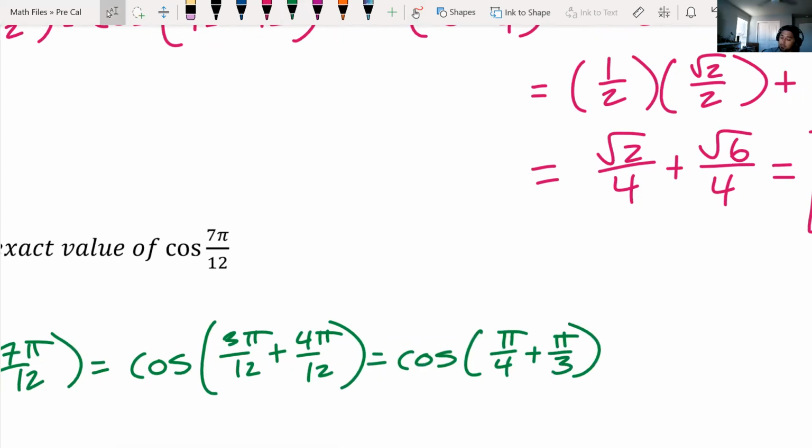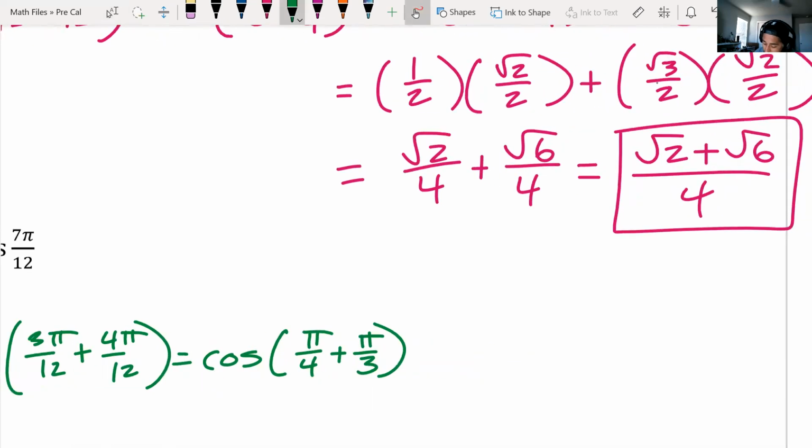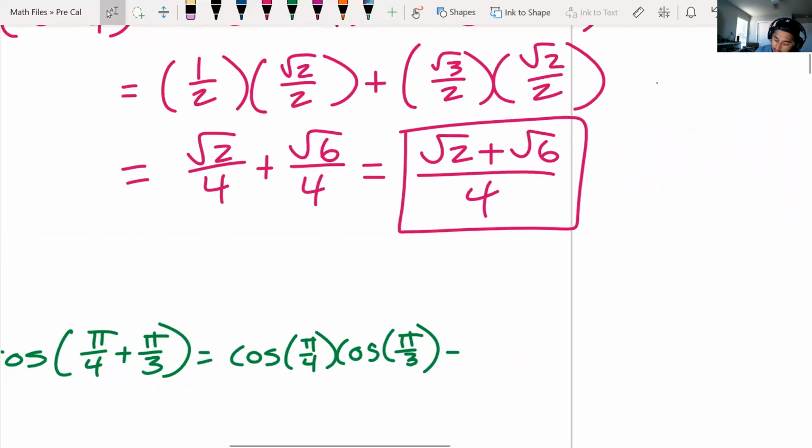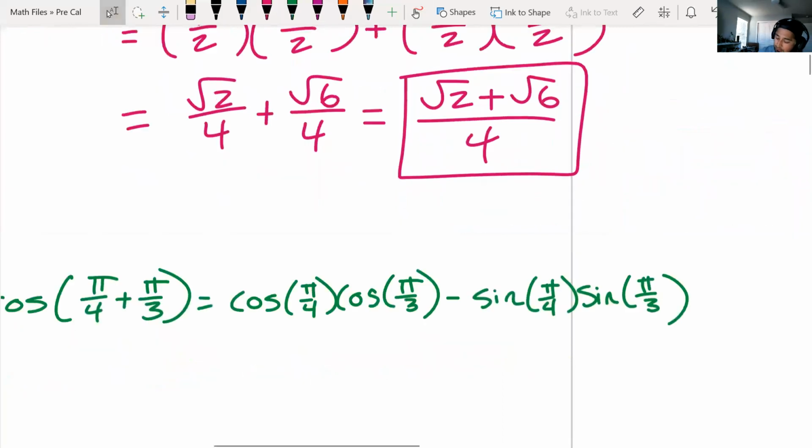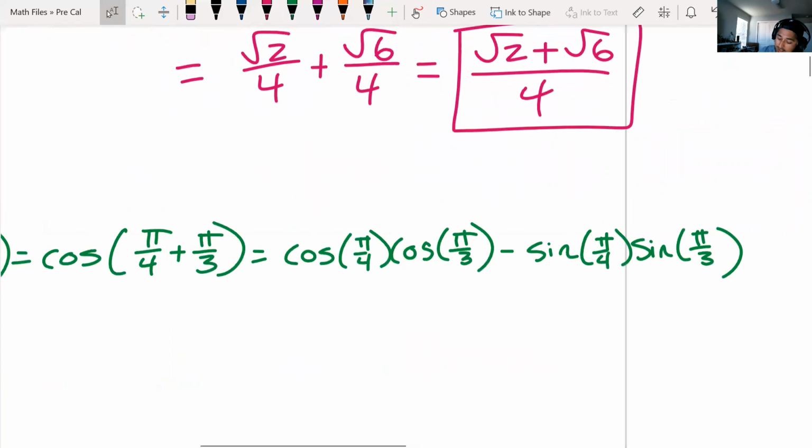And we're using the sum formula for cosine. And we'll get cosine pi over 4 cosine pi over 3 minus the sine of pi over 4 times the sine of pi over 3. There we go. Everything's broken down.